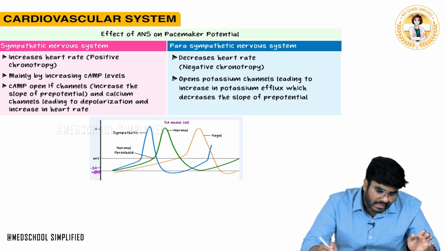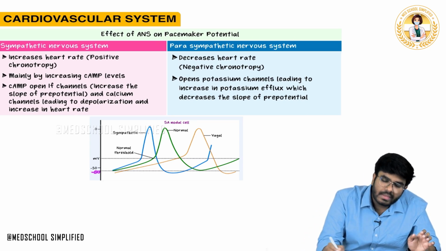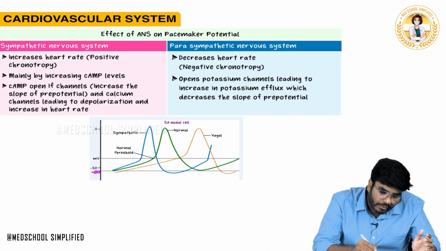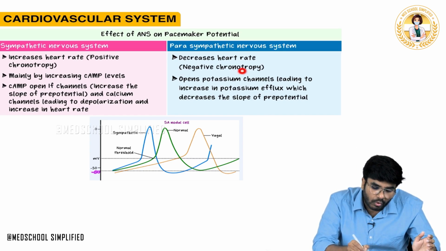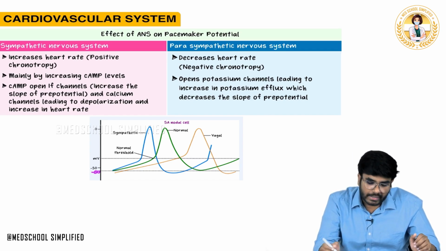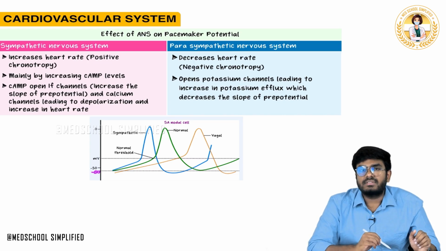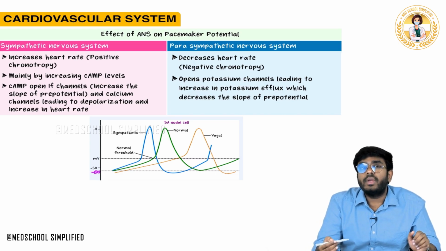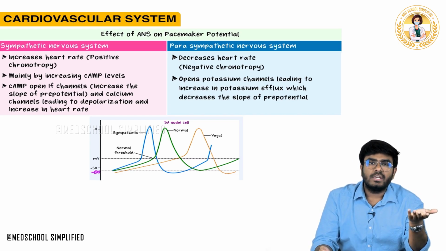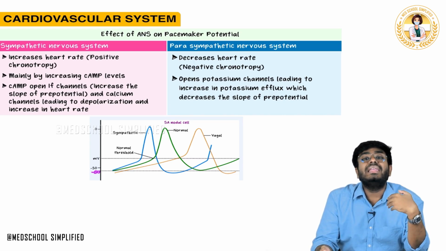Now the exact opposite is the parasympathetic nervous system. By producing the neurotransmitter acetylcholine, it decreases the heart rate. So it is negative chronotropy. How does it decrease the heart rate? It opens the potassium channels. When the potassium channels are open, potassium goes out of the cell. Why? Because intracellular potassium concentration is higher compared to outside. So potassium all the time wants to leave the cell.